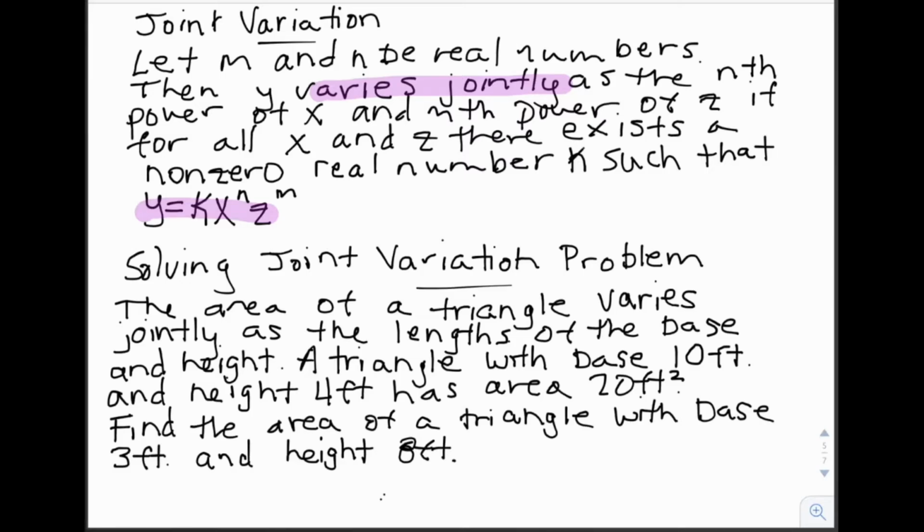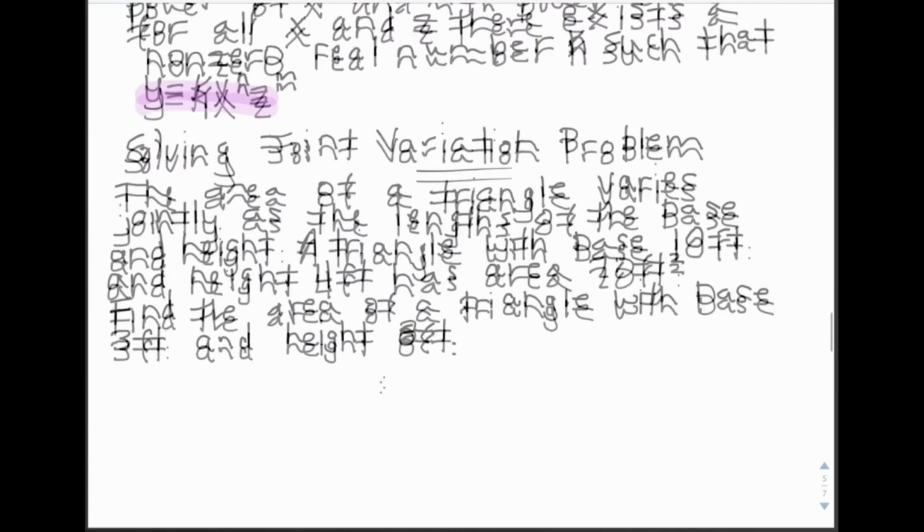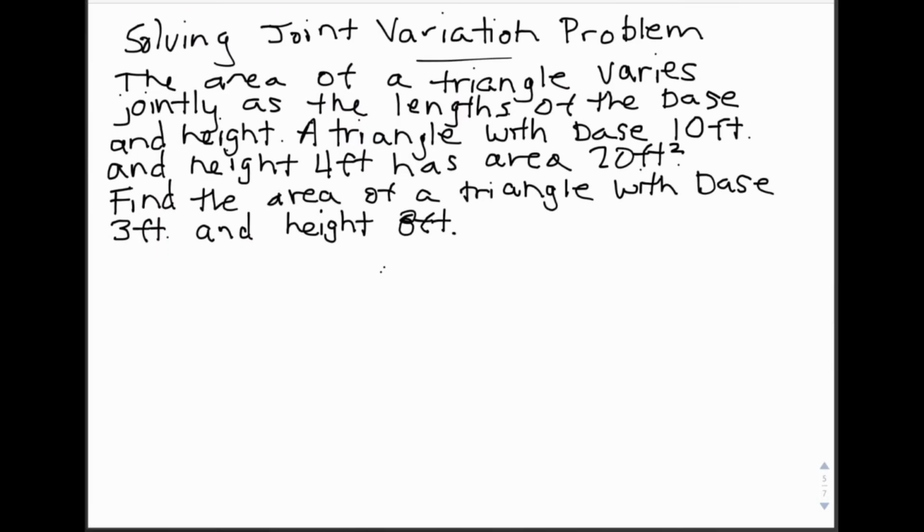Our joint variation problem states that the area of a triangle varies jointly. So again, we know that our key word here is varies jointly as the lengths of the base and the height, and a triangle with base 10 feet and height 4 feet has an area of 20 feet squared. Find the area of a triangle with base 3 and height of 8 feet. So let's go ahead and try to set this one up.